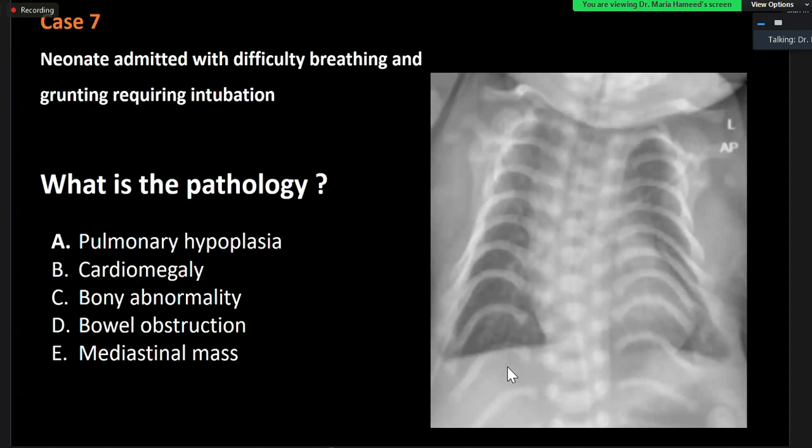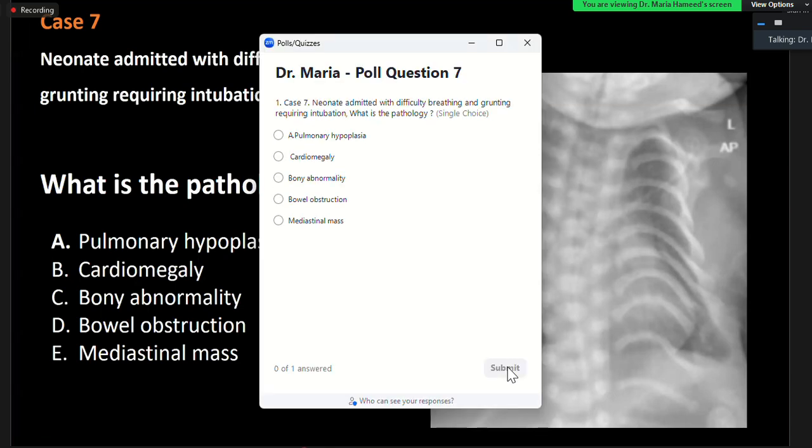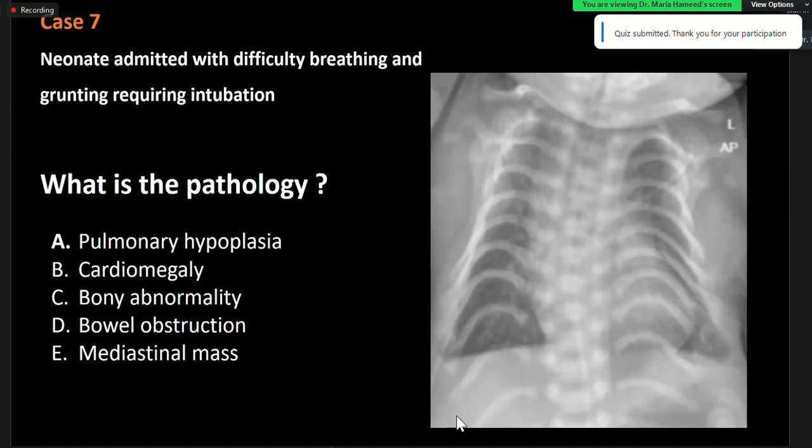So this is my final case, a neonate that is admitted with difficulty in breathing and grunting, and it required intubation. So what is the pathology? What do you think it is? By looking at this funky kind of chest x-ray, are we dealing with pulmonary hypoplasia? Is this cardiomegaly? Or is it bowel obstruction, bony abnormality, or mediastinal mass?